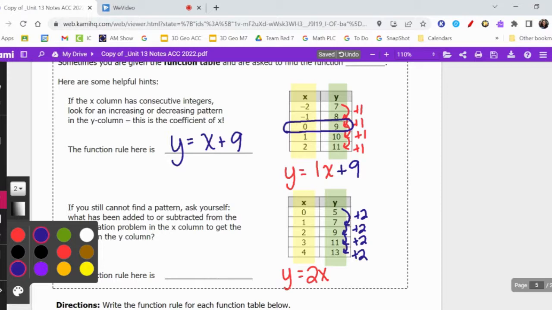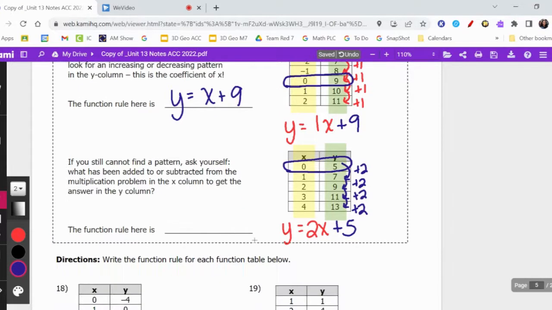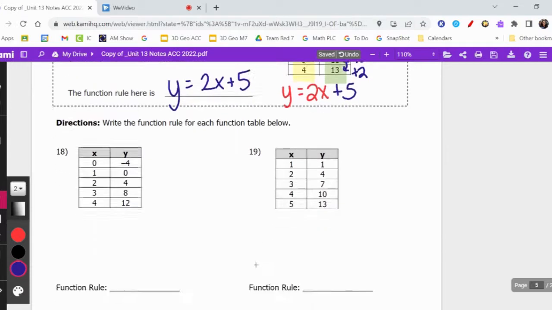Then, to find my y-intercept, I just need to look to see where x equals 0, where the function goes through the y-axis. And it says it goes through the y-axis at 5. So that is my y-intercept. So therefore, my function rule is y equals 2x plus 5. All right, we're going to do some more examples to really nail this down.